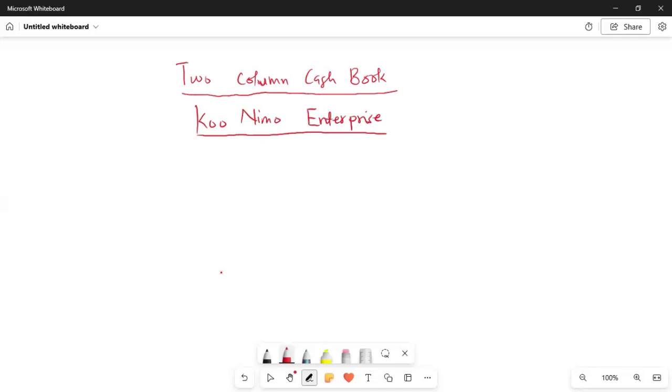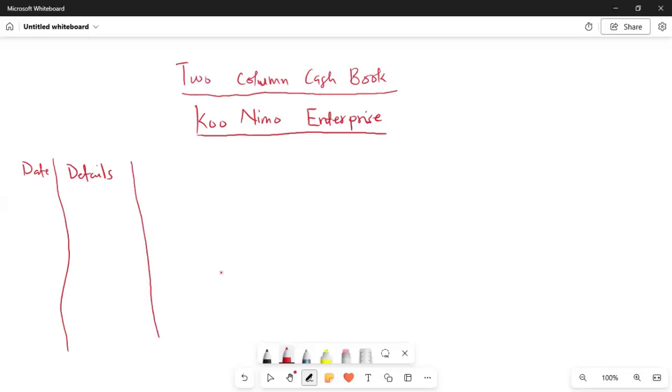Then now you start with your work. So for the two-column cash book, you have to get two columns for it. You start with your date. One column here, which is your date. You align it nicely and take a line. Then the particulars that you need to write.